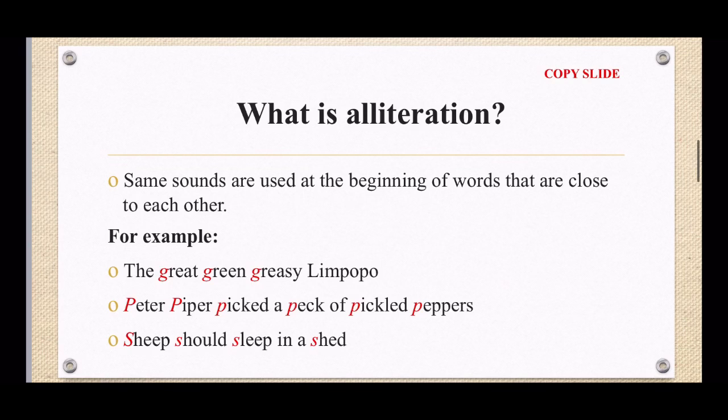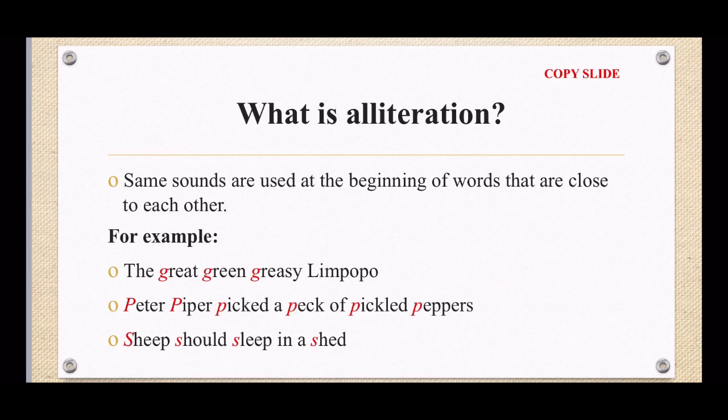So what is alliteration? Some sounds are used at the beginning of words that are close to each other. For example, the great green grassy Limpopo. As you can see, all the G's are in red and they are after each other. So here we can see how the beginning of these words are close to each other, right?